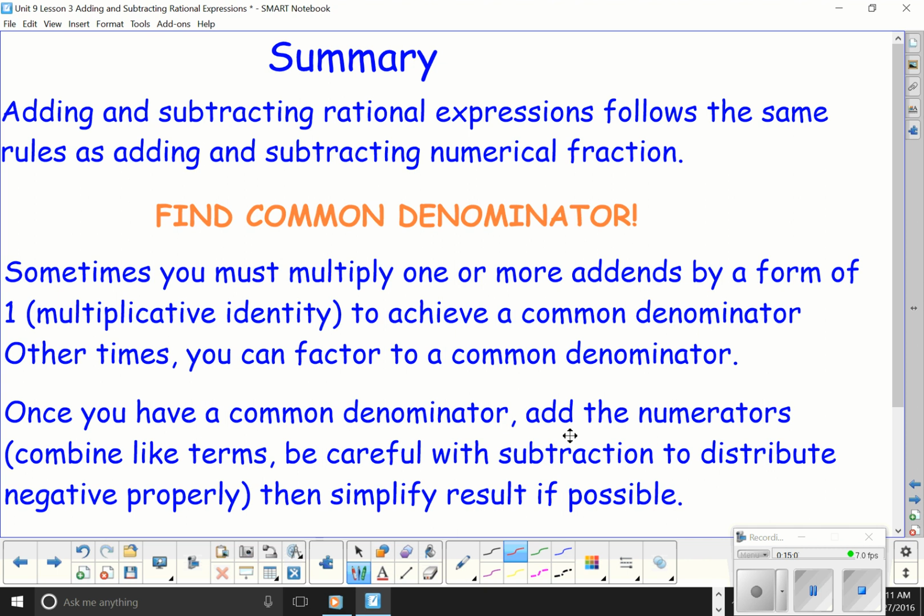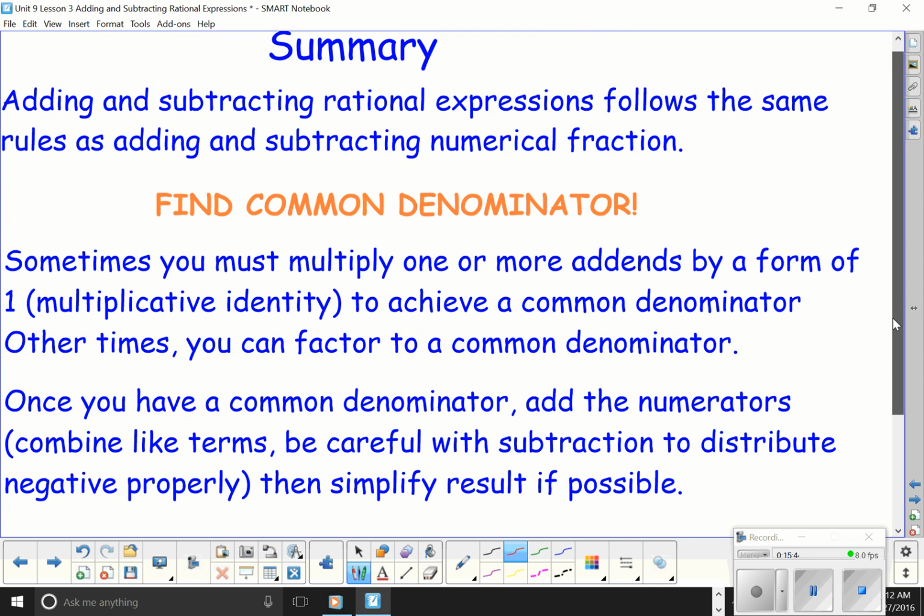In summary, adding and subtracting rational expressions follows the same rules as adding and subtracting numerical fractions. Find a common denominator. Sometimes you must multiply one or more add-ins by a form of 1, the multiplicative identity, to achieve a common denominator. Other times you can factor to a common denominator. Once you have that common denominator, add the numerators, or combine them. Combine like terms. Be careful with subtraction to distribute the negative properly. Then simplify the result if possible. Don't forget your restrictions.